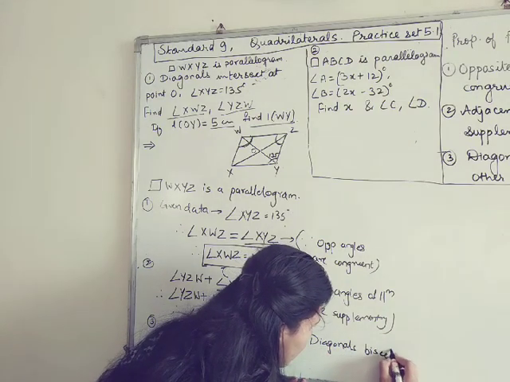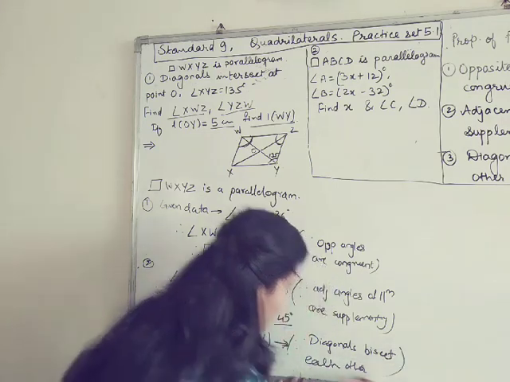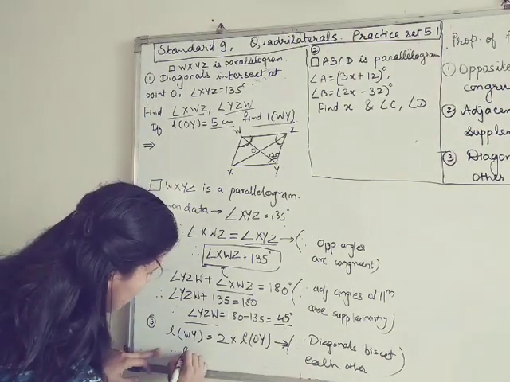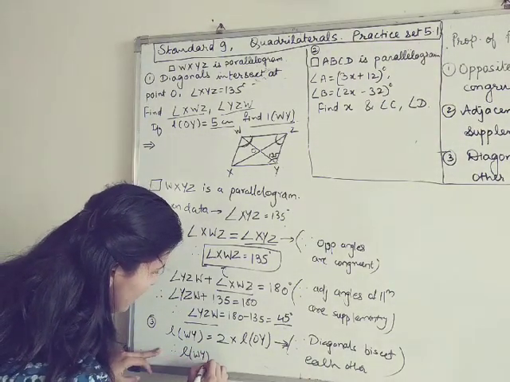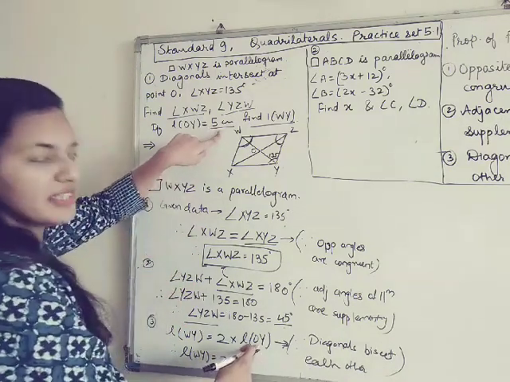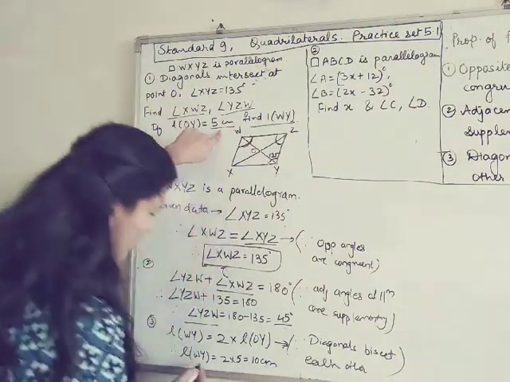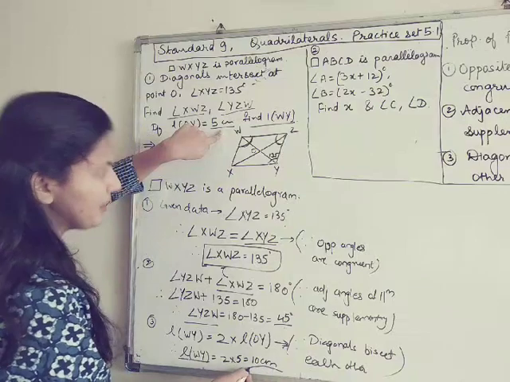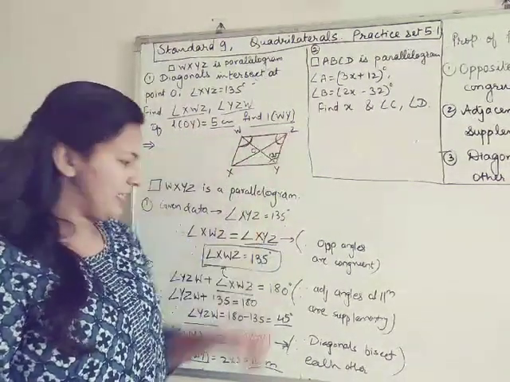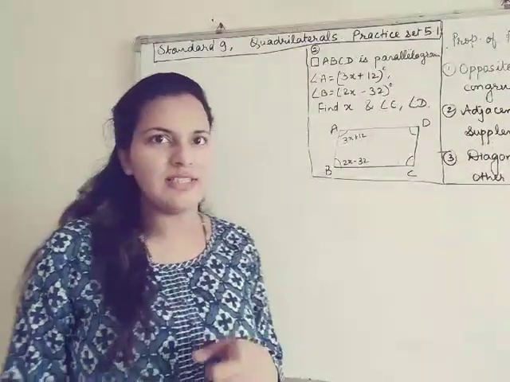Bisect each other. So using this property, we are saying that length of WY is equal to 2 into length of OY, which is given as 5 centimeter. So 2 into 5 is equal to 10 centimeter. So what is the length of WY? It is 10 centimeter. So we have got the answer for length of WY. Okay, so let's proceed with the second example.